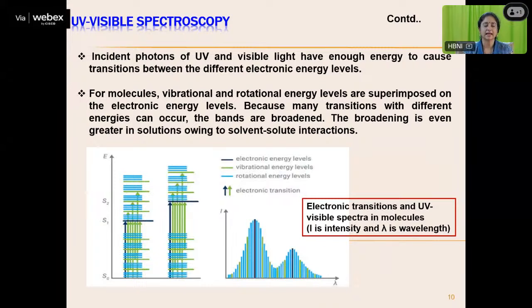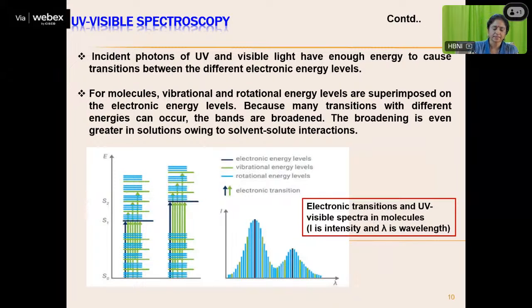Now you can see that the incident photon of UV and visible light have enough energy to cause transition between the different electronic energy levels. And for molecules, vibrational and rotational energy levels are superimposed on electronic energy levels. And because many transitions with different energies can occur, the bands are broadened. So the broadening is even greater in solutions owing to the solvent-solute interaction.